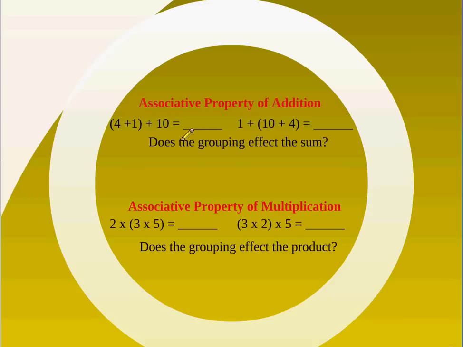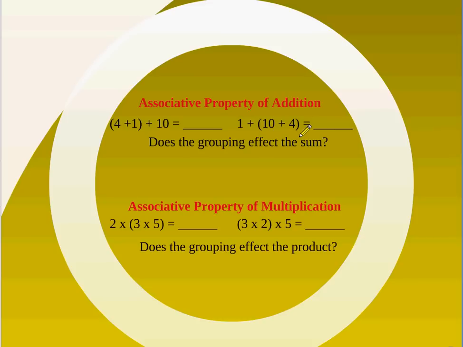15, right? So now we go to this problem, 1 plus 10 plus 4, with 10 plus 4 in parentheses, and we do the parentheses first. 10 plus 4 is 14, plus 1 is 15, right? So they're the same. Does it matter which numbers are in parentheses if we're adding the same 3 numbers together? Absolutely not. That's the associative property.